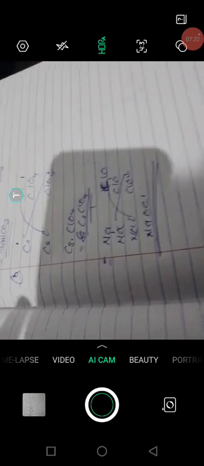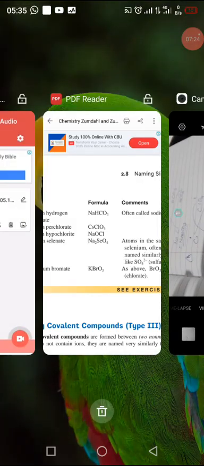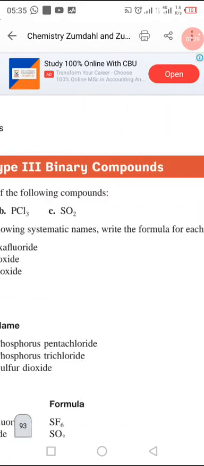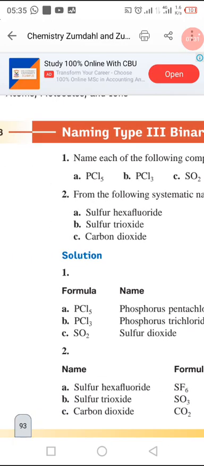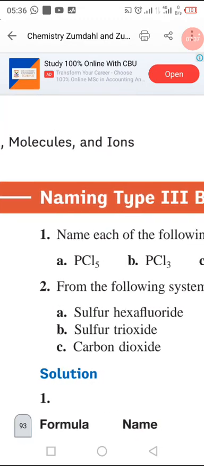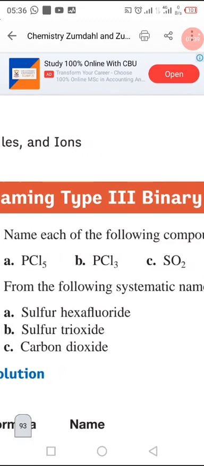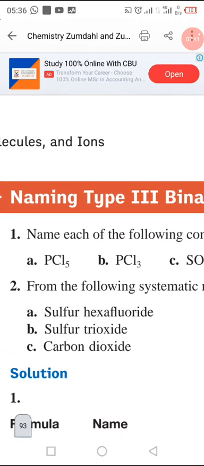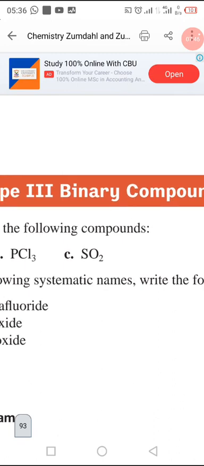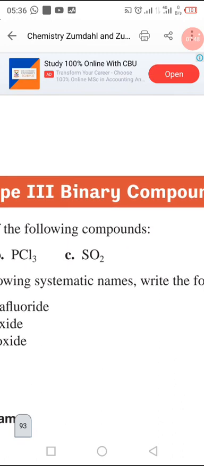So let's start to use the prefixes, in this case, to name compounds, like what I've said. Okay, here it is. We have to name this, now that's under naming type 3 binary compound. Remember, binary compounds are type 1, type 2, type 3.